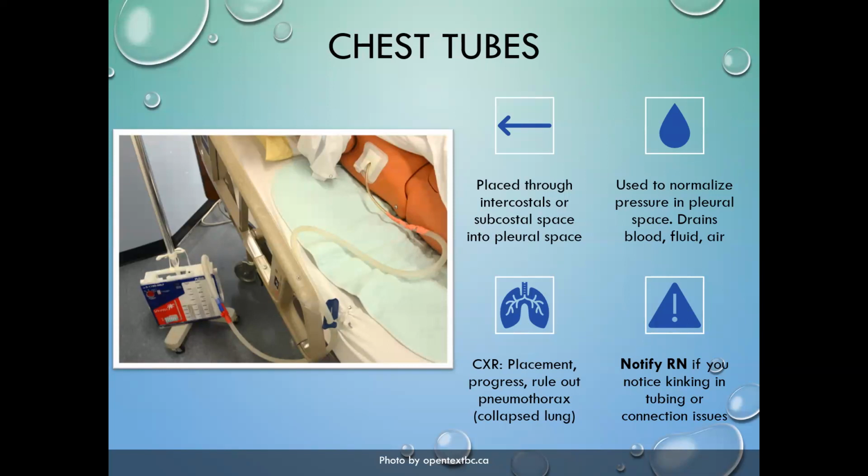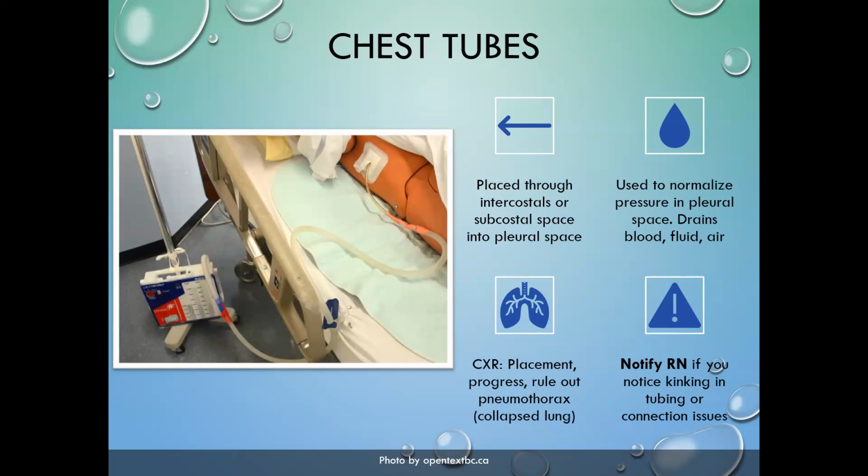So the person with the chest tube will usually get a few chest x-rays along the way. They'll get one after it's placed, just to make sure it's in the right spot. They'll probably get a chest x-ray again before it's removed, just to make sure that everything has been completely drained. And then afterwards to rule out pneumothorax, which is like a collapsed lung, to make sure that their lung is fully re-expanded.